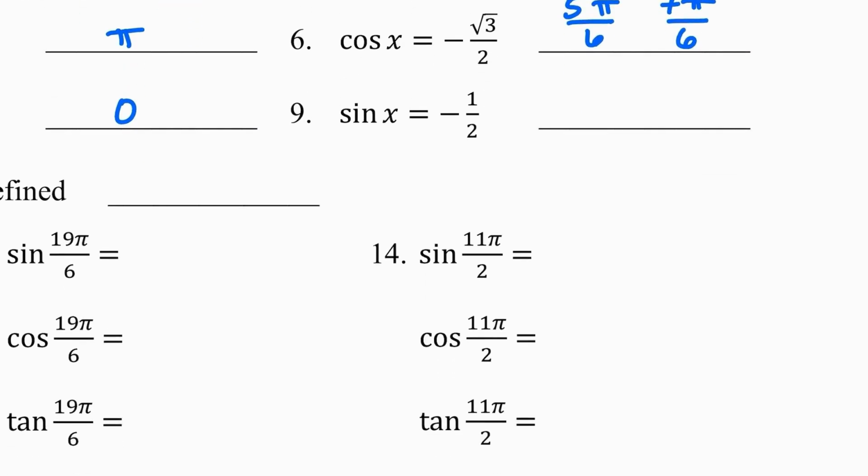What about sine of x is negative a half? Well, that's going to go down, so quadrants 3 and 4. It's going to go down a short distance, so it's going to be 7 pi over 6, which is in quadrant 3, and 11 pi over 6, which is in quadrant 4.